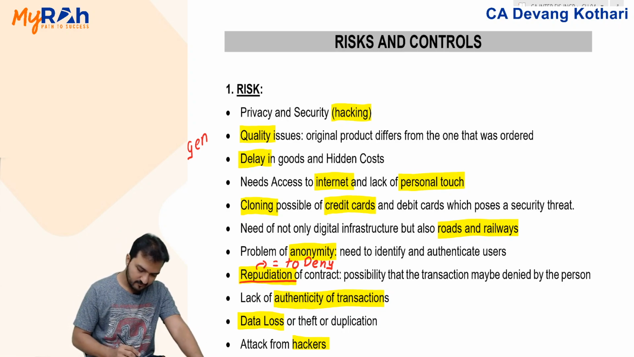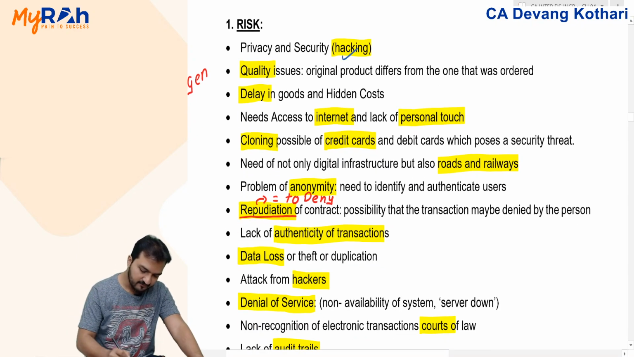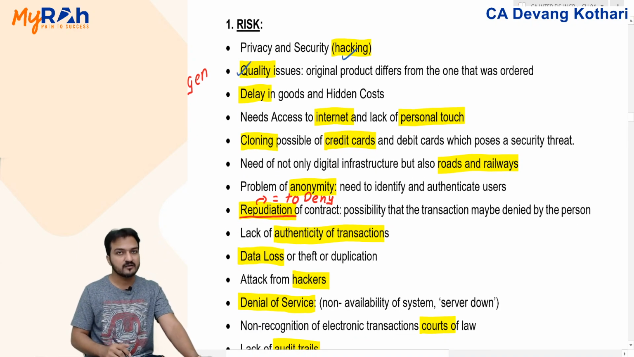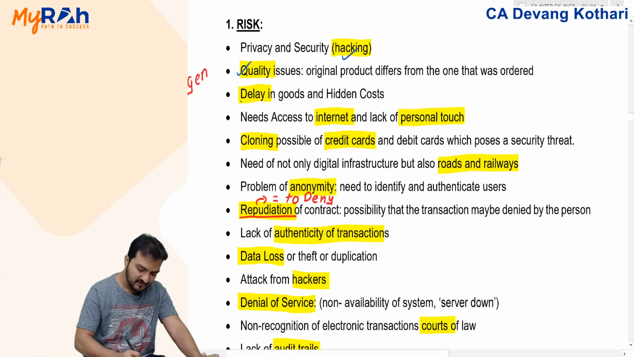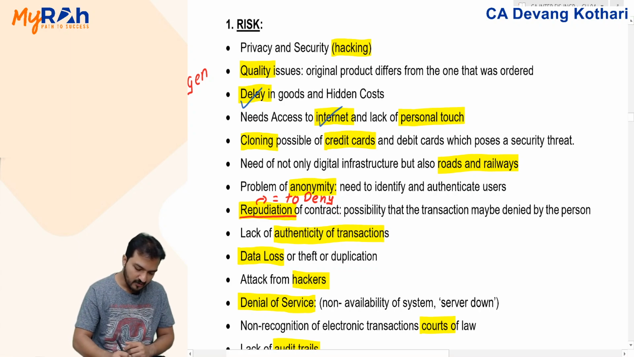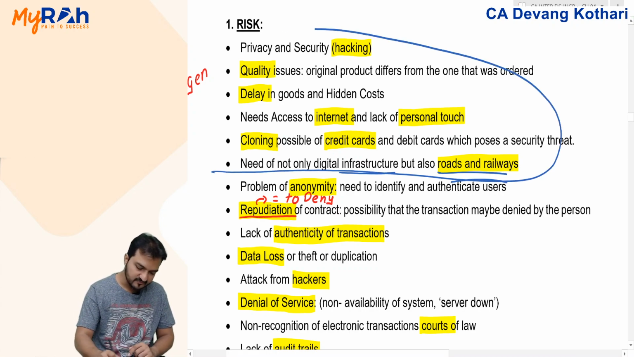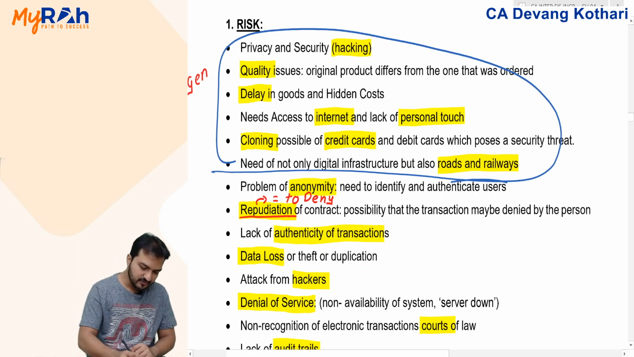Certain risk factors are general risk items, like hacking and quality issues. The customer might doubt the quality of the products that he gets. The customer might have a risk regarding delay in delivery of the products. The customer needs the internet, so there is a lack of personal touch. There is the possibility of credit card frauds, cloning of credit cards and so on. Also, you require infrastructure of roads and railways. These were mostly the general risk factors.